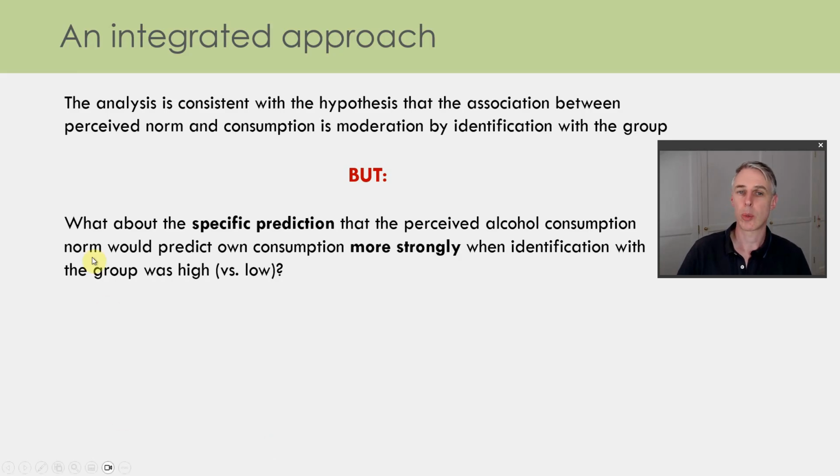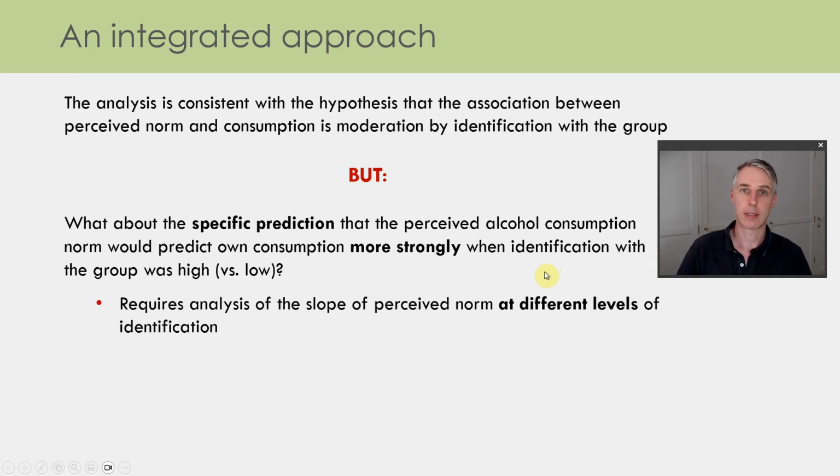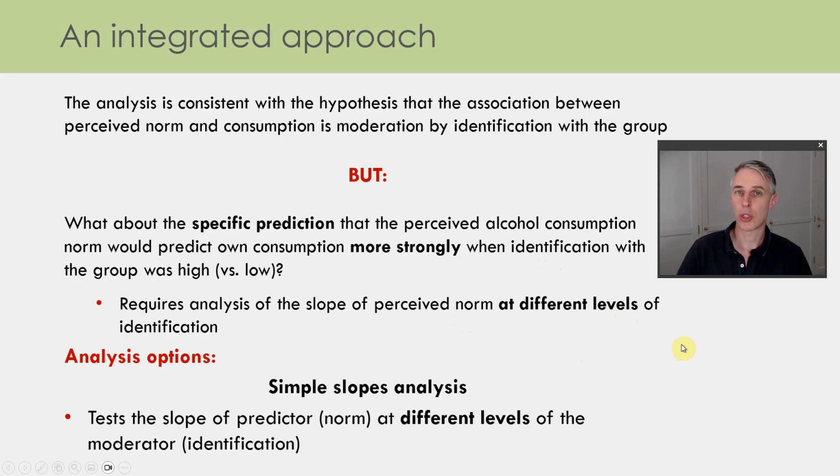Instead, they were predicting that people's own consumption would be predicted by perceived norms more strongly when identification with the group was high compared to when it was low. So how do we test that? Well, it requires analysis of the slope of perceived norm at different levels of identification. Our analysis option here is to run something very much like the simple main effects analyses that we saw in the ANOVA and mixed model sessions, and specifically a simple slopes analysis.